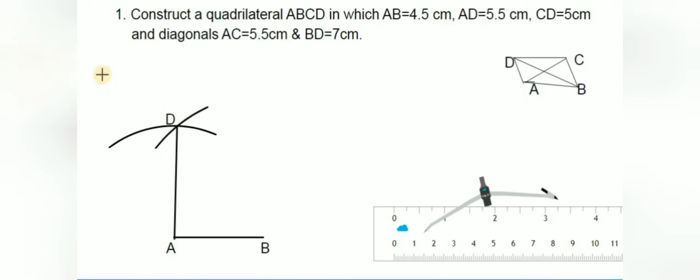It's looking like a rough sketch of the quadrilateral, so that one diagonal and two sides are over. See, next, what we have to do: CD is given and AC is given, so just take the measurement AC. AC is also given, that is 5.5 centimeter.